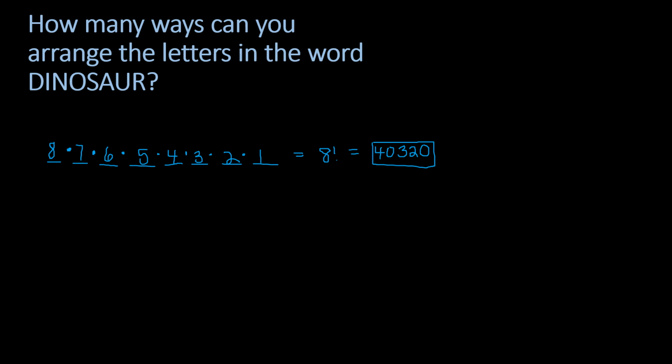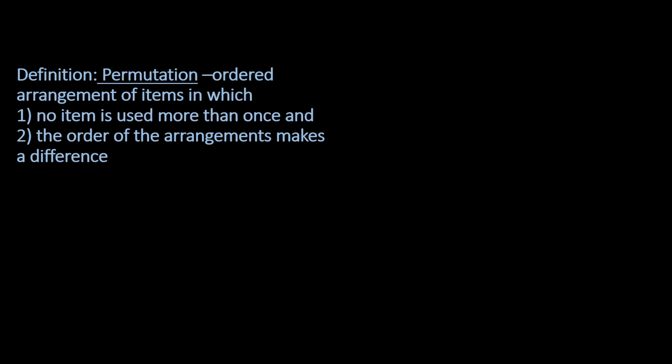Okay, so those are your factorial questions. You need to know how to use factorial because I'm about to show you a formula that uses factorials in it. Now, the first one we're going to look at is called the permutation. Now, this is an ordered arrangement of items in which no item is used more than once, so no repeats, and the order of the arrangements makes a difference.